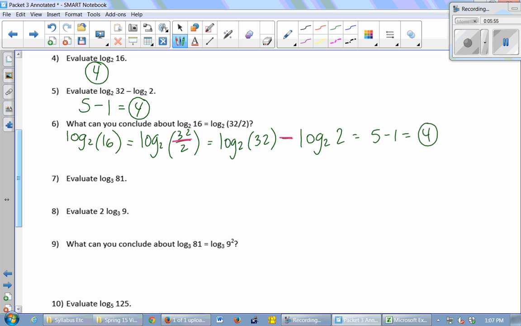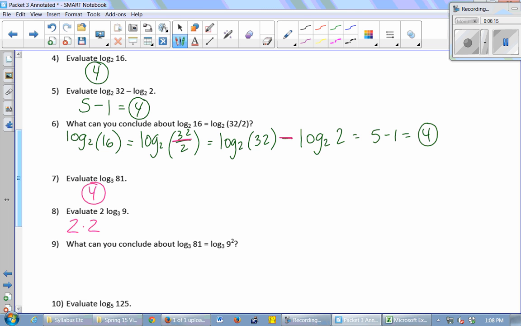All right, log base 3 of 81. That is asking you, what power should you raise 3 to make an 81? The fourth power. So the answer to that one's 4. What is 2 times log base 3 of 9? So that's going to be 2 times, what's log base 3 of 9?